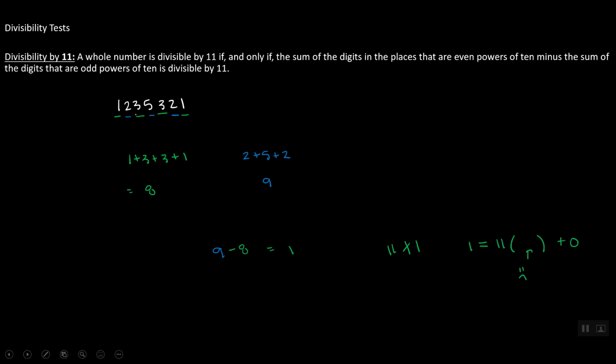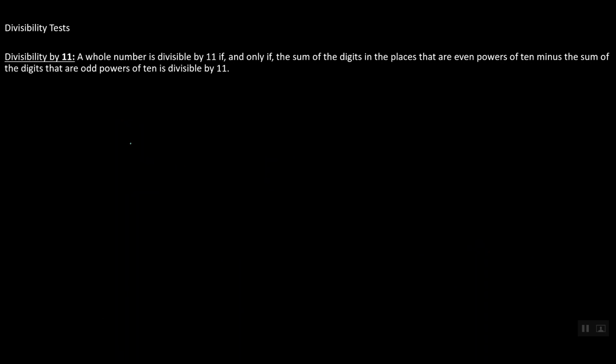Let's try another one. Let's try the number 52,635. So we'll look at the even digits, the digits that are in the even powers of 10, so that would be 5, plus 6, plus 5. And then we'll add up the odd digits. So that's the 3 and the 2. The sum of the digits in the even powers of 10 place value comes out to be 16. The sum of the digits in the odd powers of 10 place value comes out to be 5. When we do the difference, 16 minus 5, we get 11.